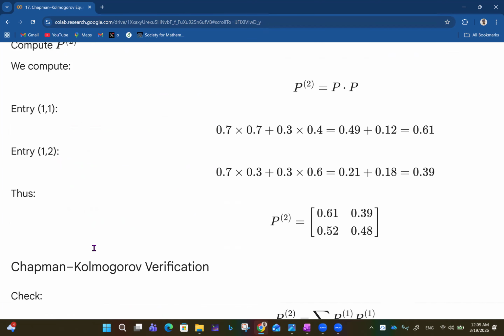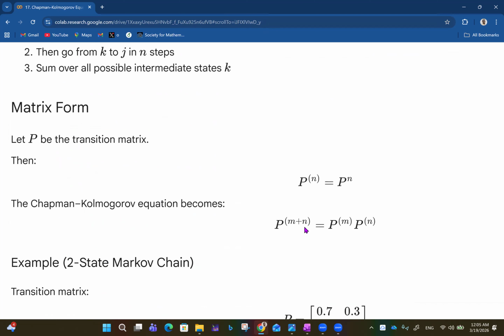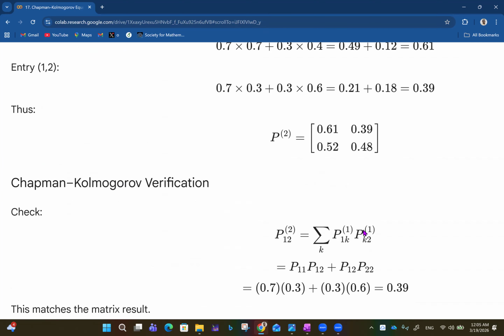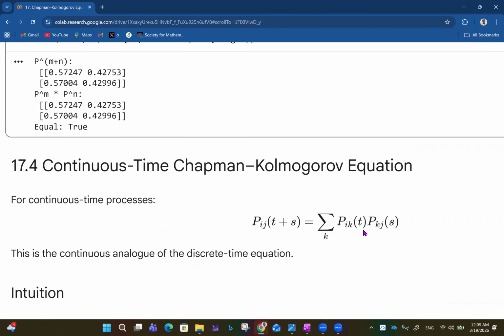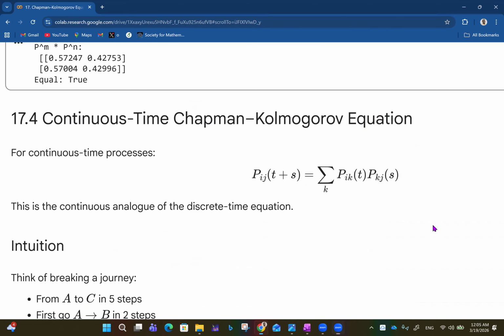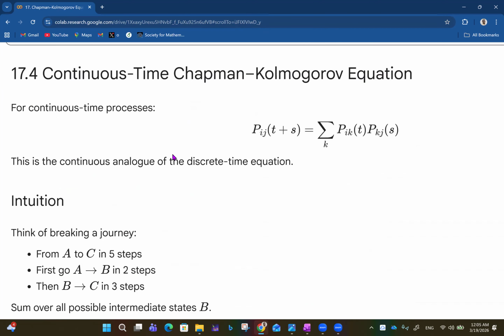So the summary of Chapman-Kolmogorov is that P raised to the power M plus N is equal to P raised to the power M times P raised to the power N. And that is what has been verified here using Python code. So we talk about the continuous time Chapman-Kolmogorov equation. For continuous time processes, Pij(t plus s) is equal to the summation over k of Pik(t) Pkj(s). So this is the continuous analog of the discrete time equation.